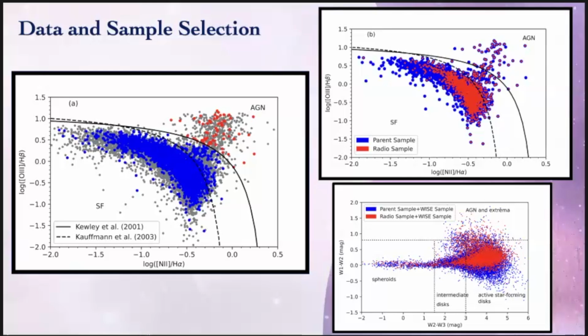using both our optical and radio samples with the WISE color diagram, just for the purpose of illustration, because the WISE color diagrams turn out to be a good discriminator for plotting different populations. So we can see that there are 4 different regions there, like spheroids, intermediate disk, active star-forming disk, the AGNs, again, just for the illustration.